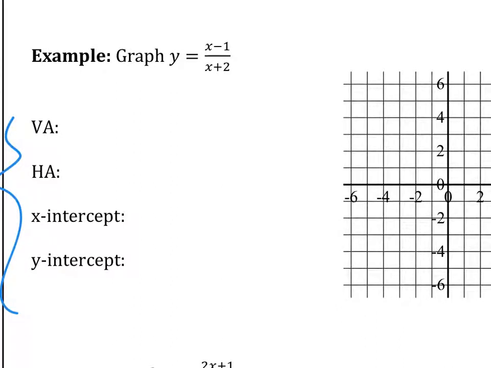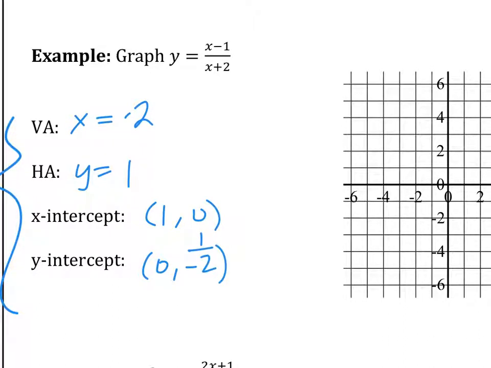Let's start with Allison. Where is the vertical asymptote? Good. Alice, where is the horizontal asymptote? Yes, y equals 1. Sam, do you think you can find the x-intercept? Good. And then Samantha, where is the y-intercept? Yes, 0, -1/2.